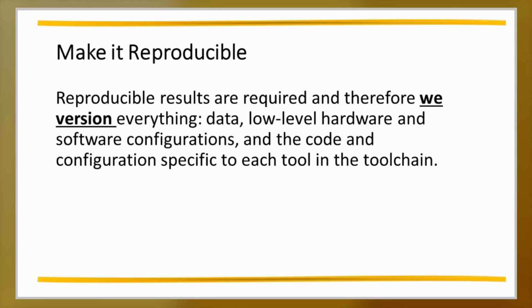All right, the first principle is make it reproducible. Reproducible results are required, and therefore we version everything: data, low-level hardware and software configurations, and the code and the configuration specific to each tool in the tool chain. I've highlighted what I think is most important to me in this principle, and that's versioning. Versioning in Power BI is a challenge. So let's see if you've had a situation similar to this before.